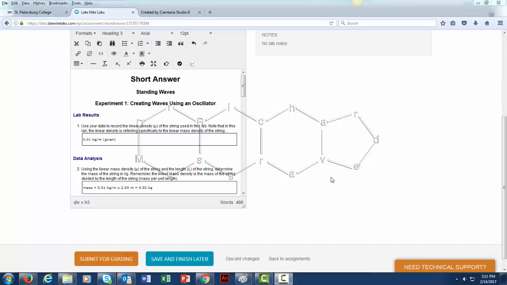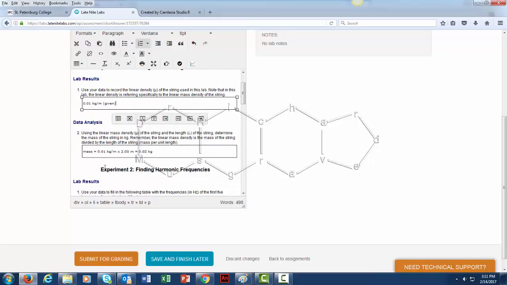The purpose of this video is to help you out with the math that's involved with the Standing Wave Lab. This is what your answer sheet is going to look like, and we're starting out with question 1. You're actually given this value. This is the value of mu, which is the linear density. That's a Greek letter mu right there, and that's 0.01 kilograms per meter, so that's all you'll put there.